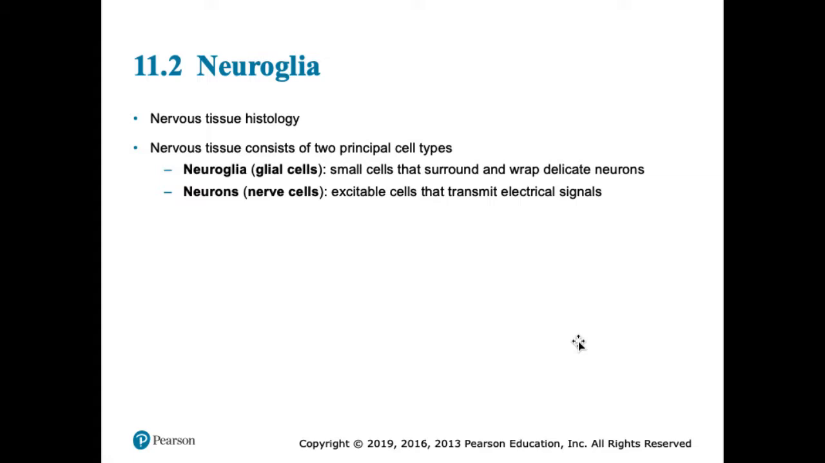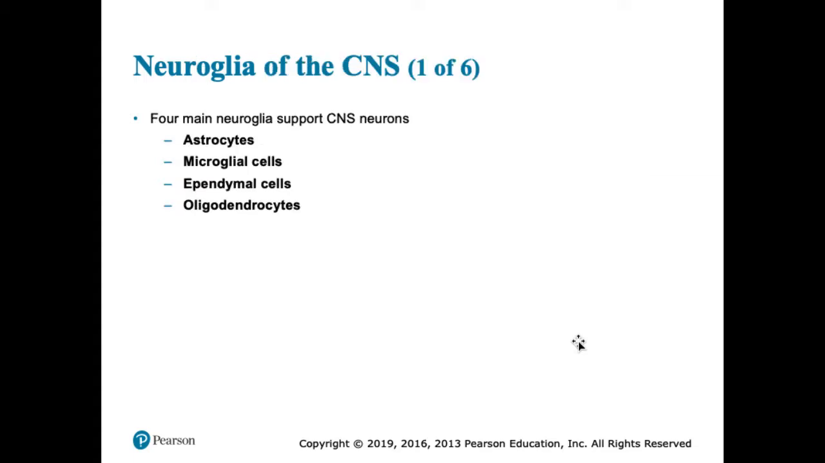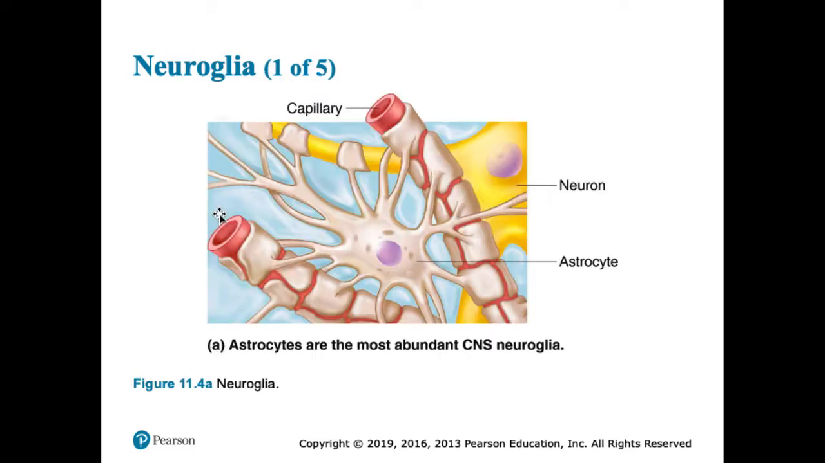Those are the excitable cells, and they transmit those electrical signals and things like that. And so basically those are those two subtypes. Now there are four main neuroglia that support the central nervous system: astrocytes, microglial cells, epithelial cells, and oligodendrocytes. And those are some of those cells that help support those neurons, of course.